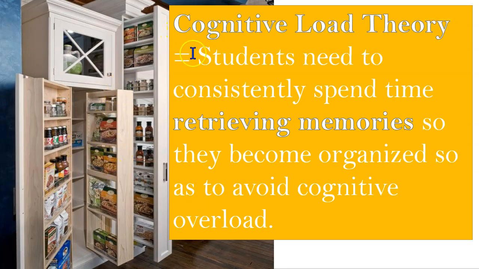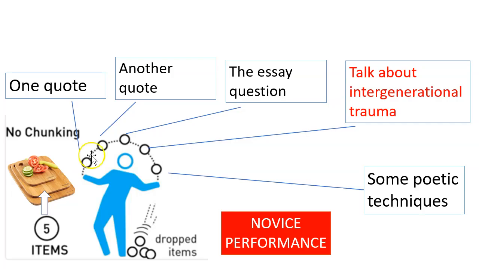So cognitive load theory basically is students need to consistently spend time retrieving memories so they become organized so as to avoid cognitive overload. So they're not getting a bottleneck in their working memory, which is quite limited. This is kind of what happens when someone's actually doing something, like in an exam. We can fit roughly 5 unique things in our working memory, our chopping board, and they're all important, but we are dropping other things on the ground.